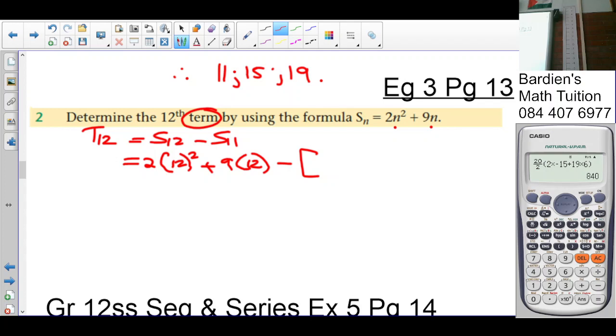Minus S11. So wherever I see an n, I put 11. So 2 times 11 squared plus 9 times 11. Can you see here? S12 minus S11. 12 squared is 144. It's 288 plus 108. Something with a 2 at the end. 65. 55. Or is it the final answer? Yes. Okay, 55.